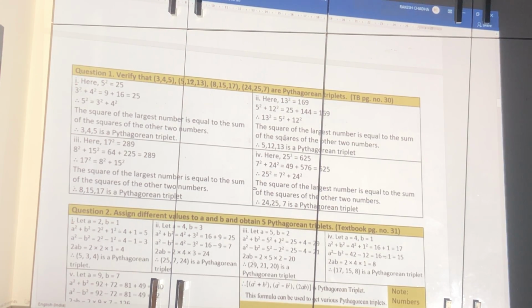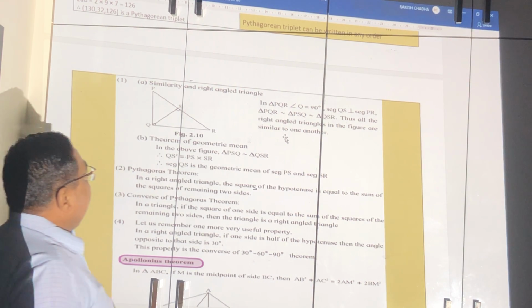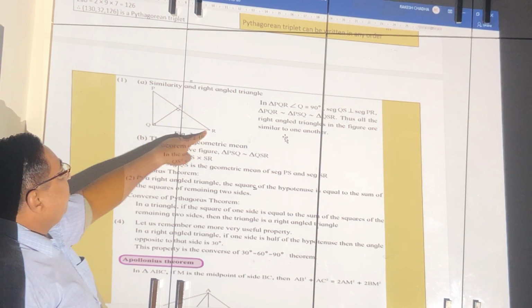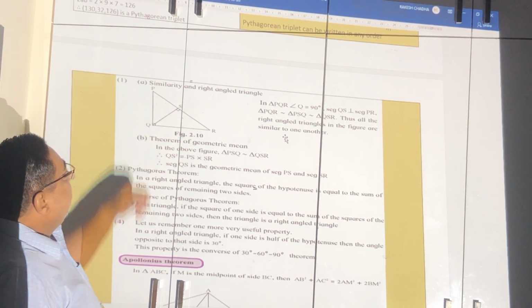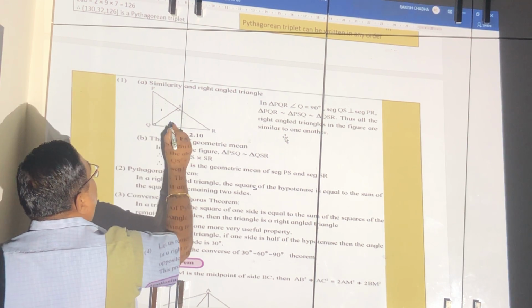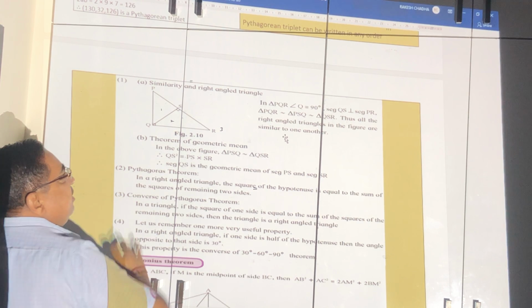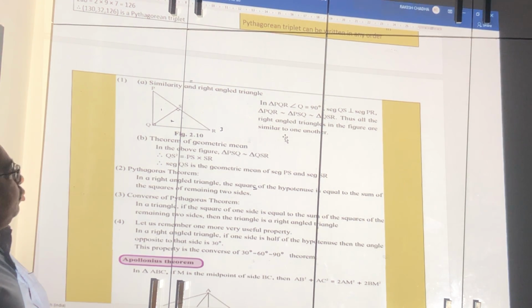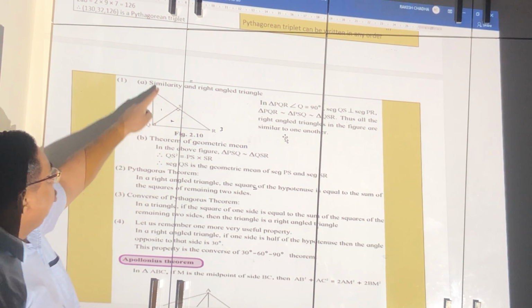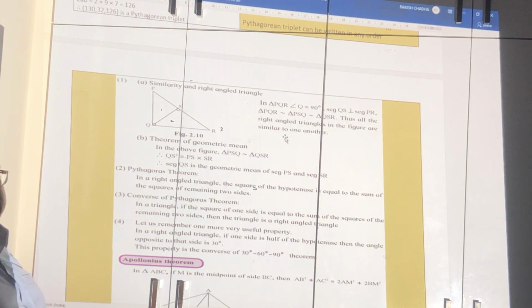Next. From this we learn, we need a few important things. Similarity and right angle. If I have a right angle triangle and I draw a perpendicular, then I get triangle 1, triangle 2 and the third triangle which is big. All are similar to each other. So triangle 1 is similar to triangle 2 is similar to triangle 3.